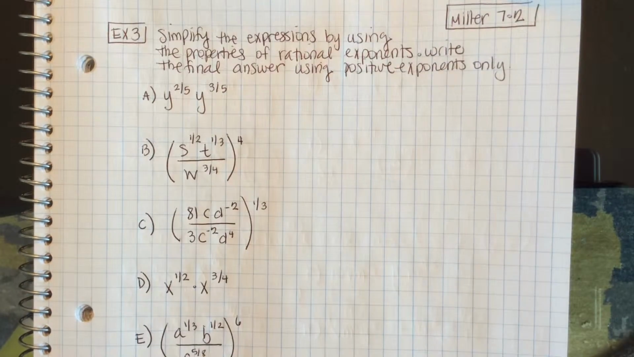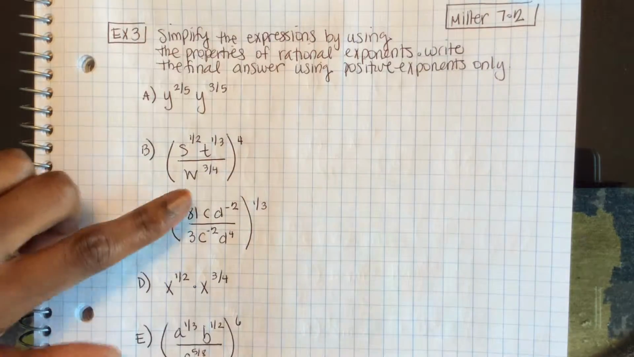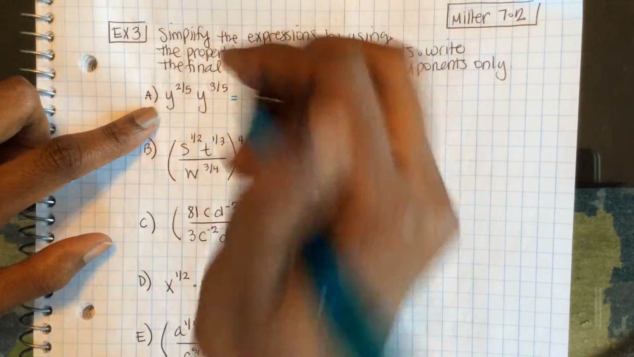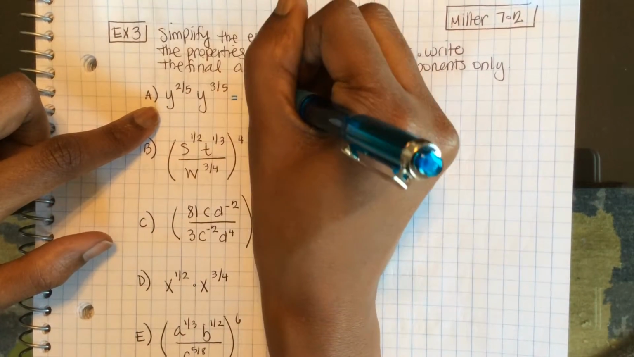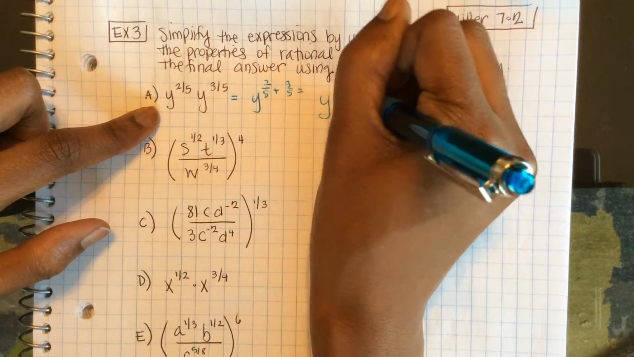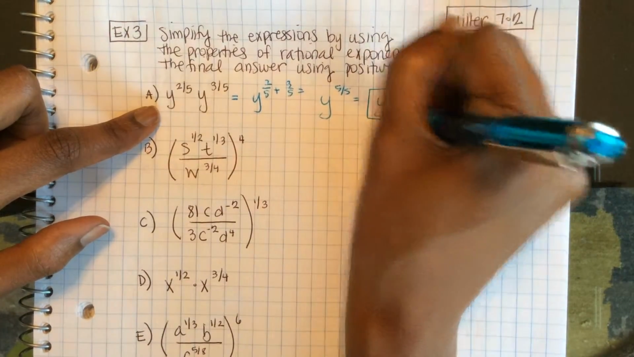Hey guys, here in Miller 7.2 example 3, we're going to simplify the expressions by using the properties of rational exponents. Write the final answer using positive exponents only, and that will always be the case. We only want positive exponents. So here, if I have y to the 2/5 times y to the 3/5, that's y to the 2/5 plus 3/5, which is y to the 5/5 or y to the first power.